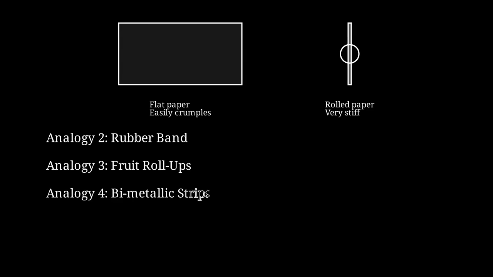Analogy 4. Bimetallic strips in thermostats. Two metals with different thermal expansion coefficients are bonded together. When heated, one expands more than the other, causing the strip to bend. This is analogous to strained thin films where stress gradients drive curvature.